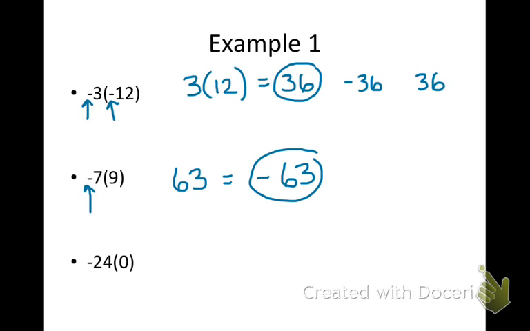Okay, let's look at the next one. Negative 24 times 0. In this case, my answer is 0. There is no negative or positive about 0. It is very neutral. So that is just our solution right there.